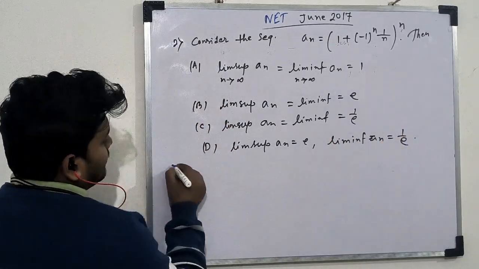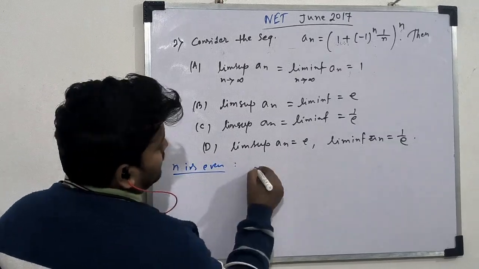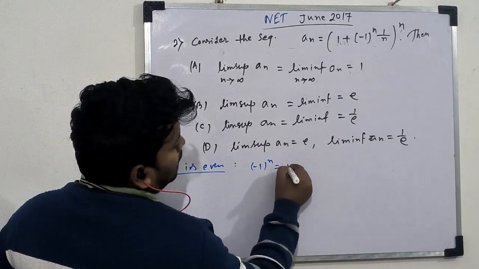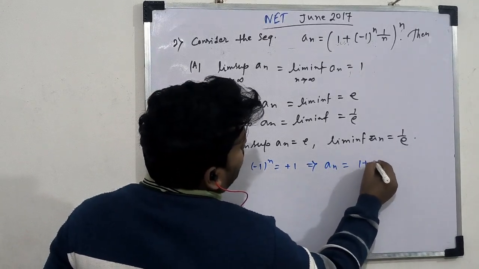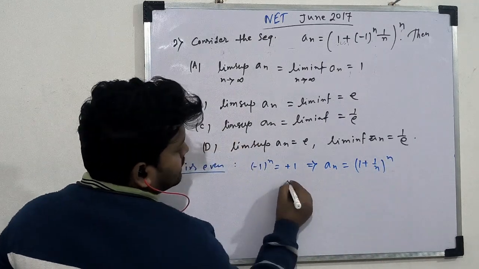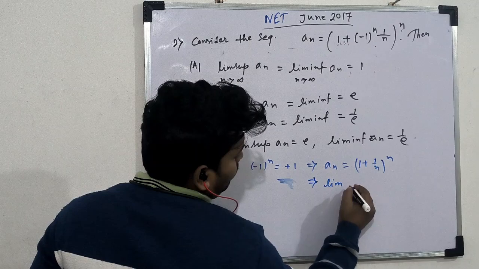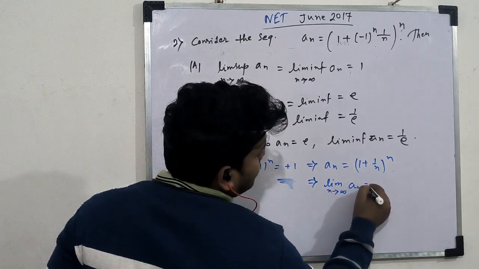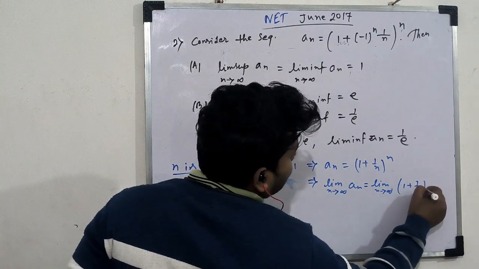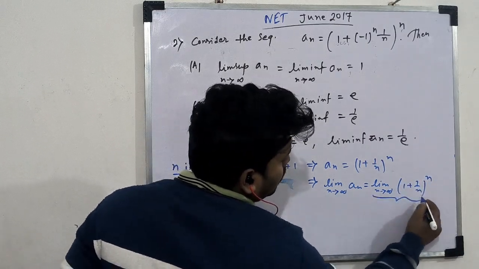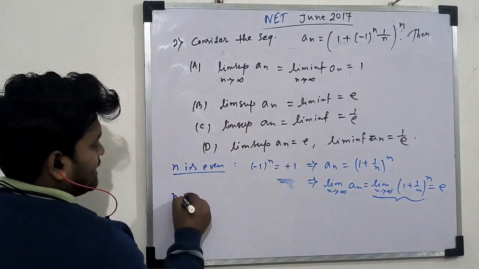So to solve, let us first take n even. Whenever n is even, then (-1)^n will be plus 1. So a_n will become (1 + 1/n)^n, and this will imply that limit n tends to infinity a_n, that is limit n tends to infinity (1 + 1/n)^n, we know this known limit, which is equal to e.